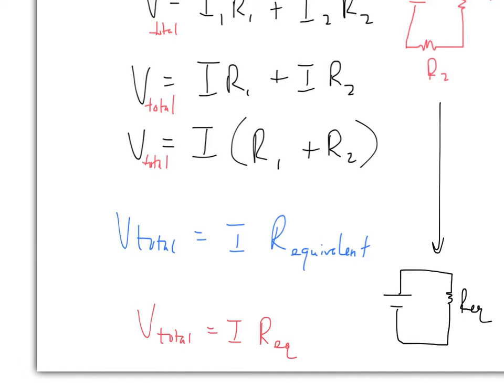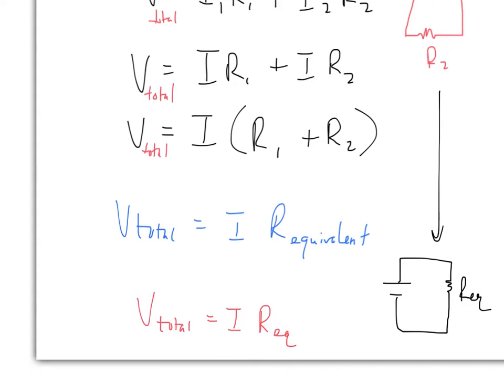So the goal of this section is to do the following. Take a complicated circuit and simplify all of the resistors into one lumped resistor. And it turns out, and we can see this here, that the equivalent resistor in series, REQ, is really R1 plus R2. It's the sum of the resistances.